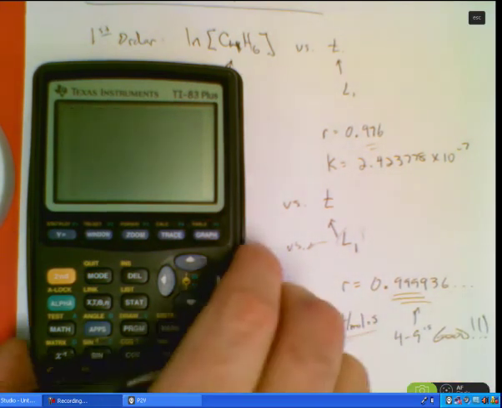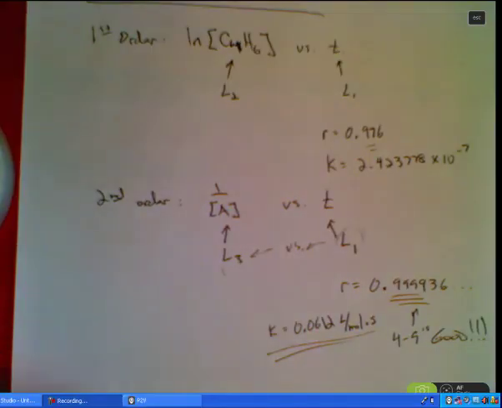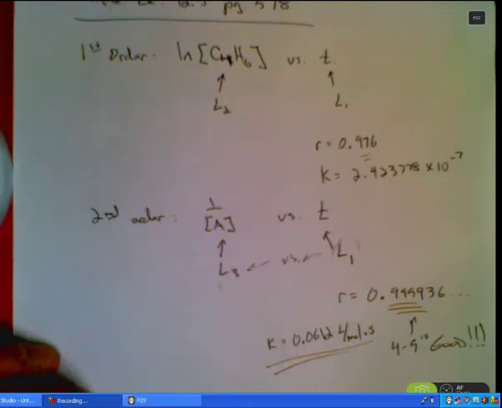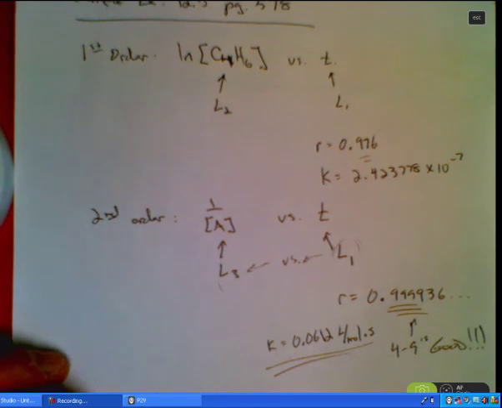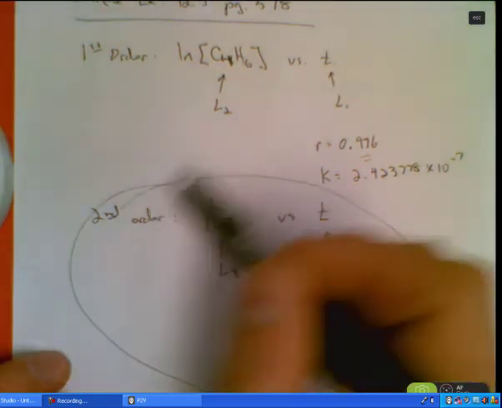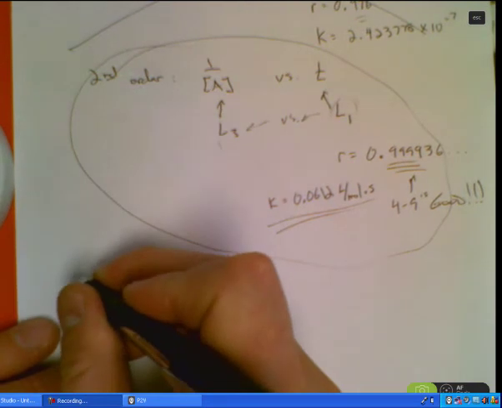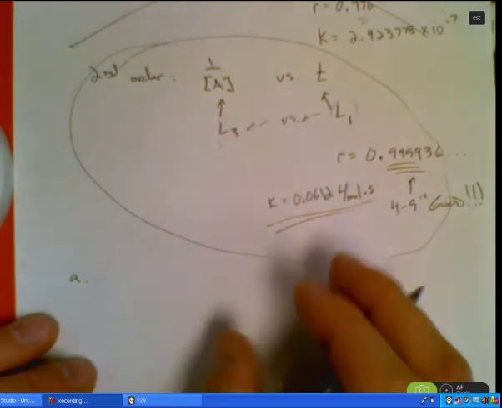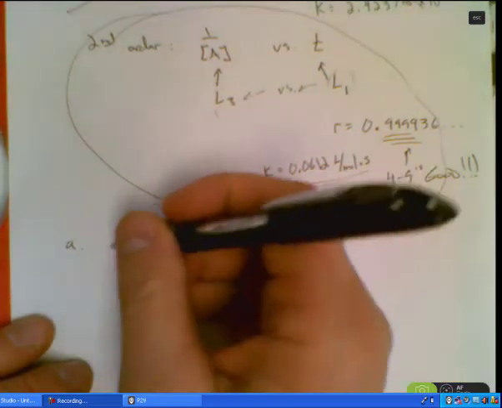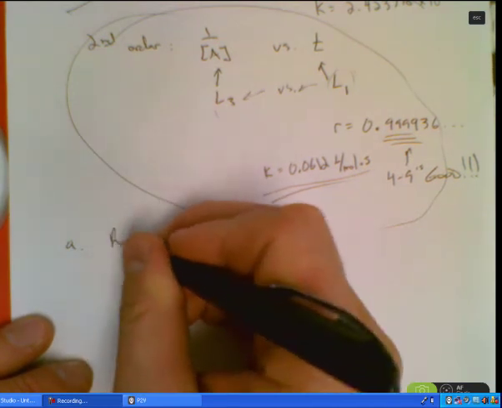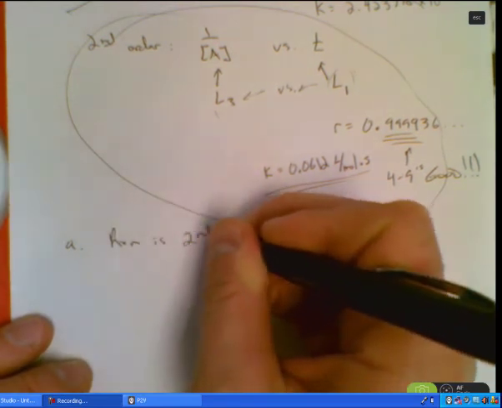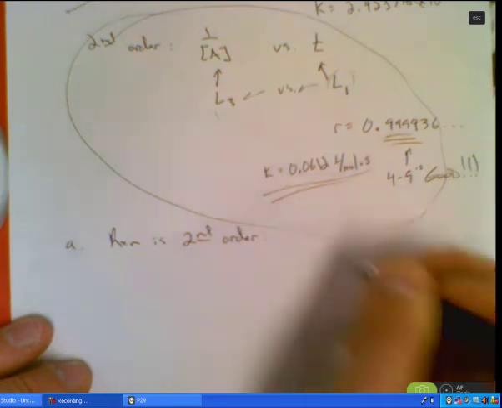So what this is saying is, is it second order or first order? That's what we're looking at. And it is definitely second order because of the 4 nines. Okay. Sorry about that. So now, to answer the questions, A, is the reaction first or second order? Make sure you answer the questions. So A, first or second, the reaction is second order, based on what we just showed there.